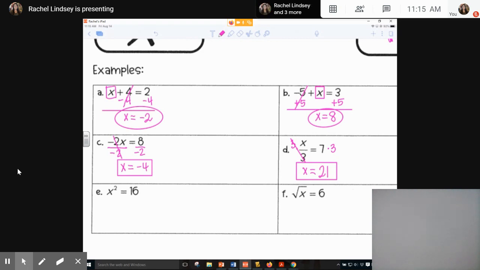Okay, and then I have x squared equals 16. So how will I undo that squared? Take the square root. So square root cancels the square. Bring down the x. And anytime you take a square root, you're getting out a positive and a negative solution, so make sure you put plus minus. And then what's the square root of 16? 4.